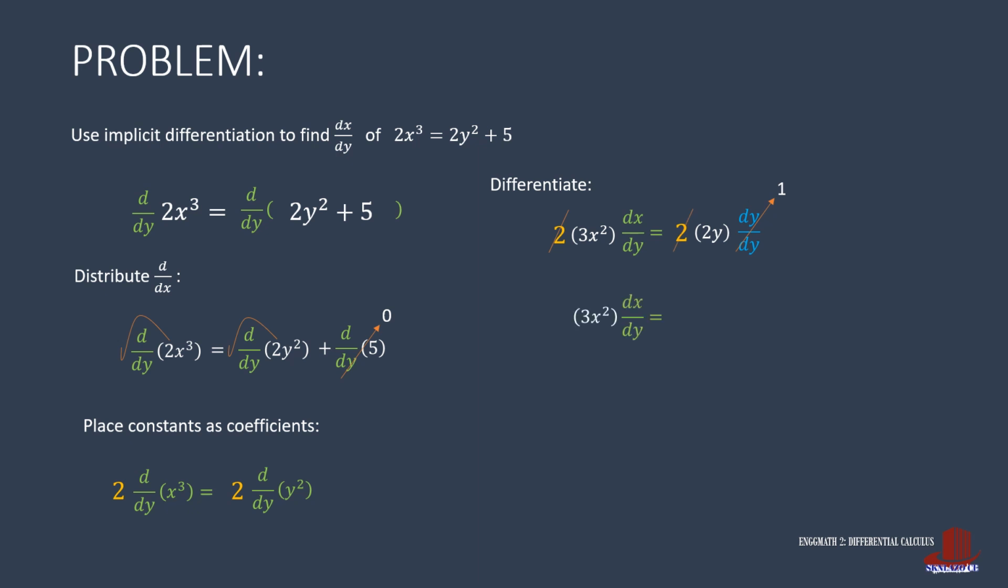So the simplified equation is 3x squared dx over dy equal to 2y. Isolate the derivatives by dividing everything by 3x squared, which leads to the final differentiation of dx over dy equal to 2y over 3x squared.